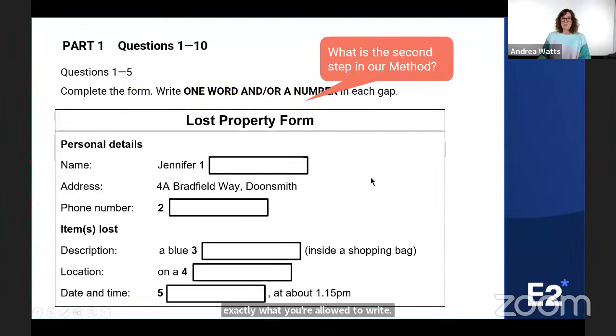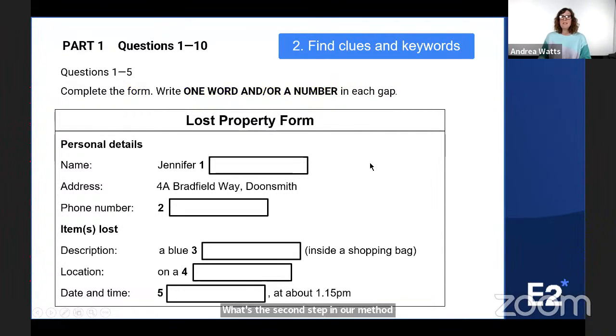What's the second step in our method? Find the clues and keywords. Okay, so type into the chat box, what are some of the keywords that you would be listening out for if you were doing this task in the IELTS test? What keywords would you be underlining or highlighting? Surname? Yeah, great. So we know we're listening for name, and we have the first name here. Blue, yes, that's an important word to listen out for. Phone number, fantastic. The numbers, yep, this is great.